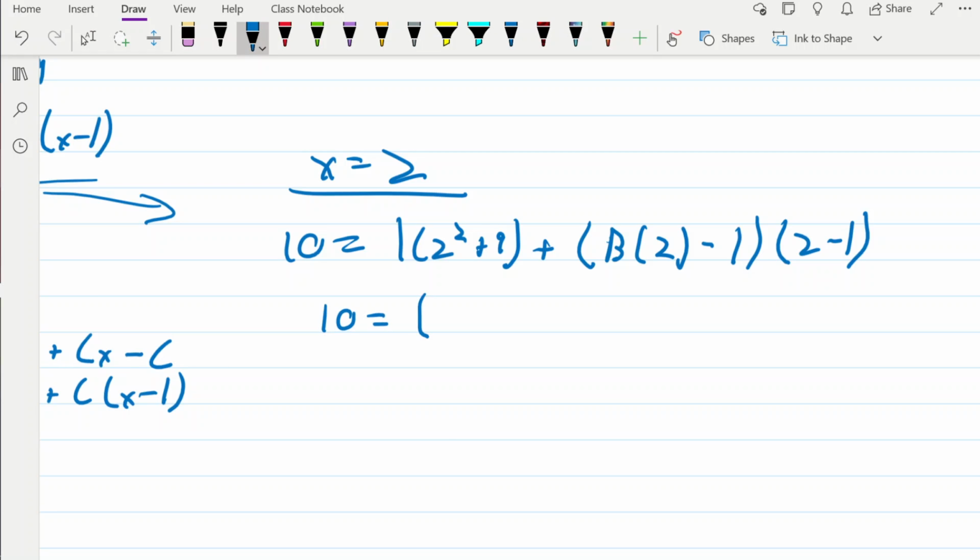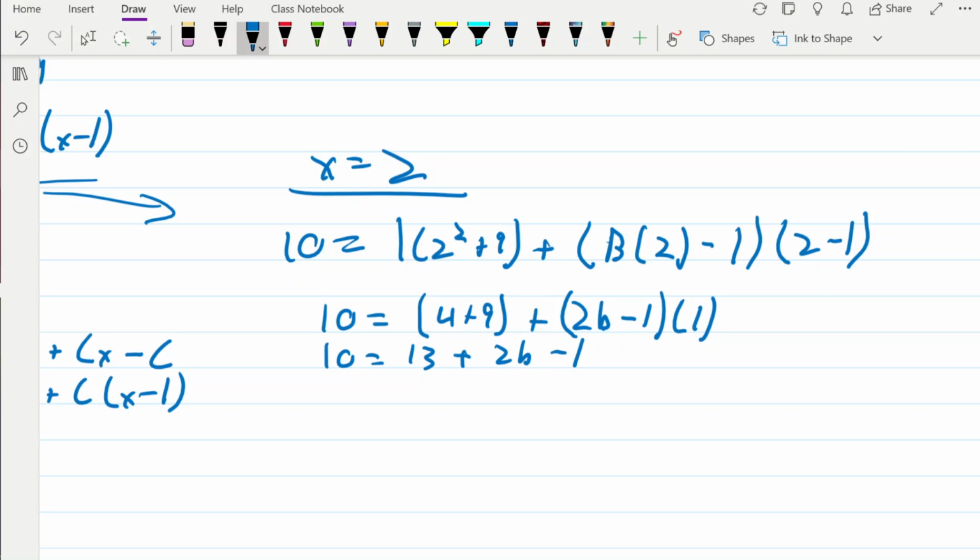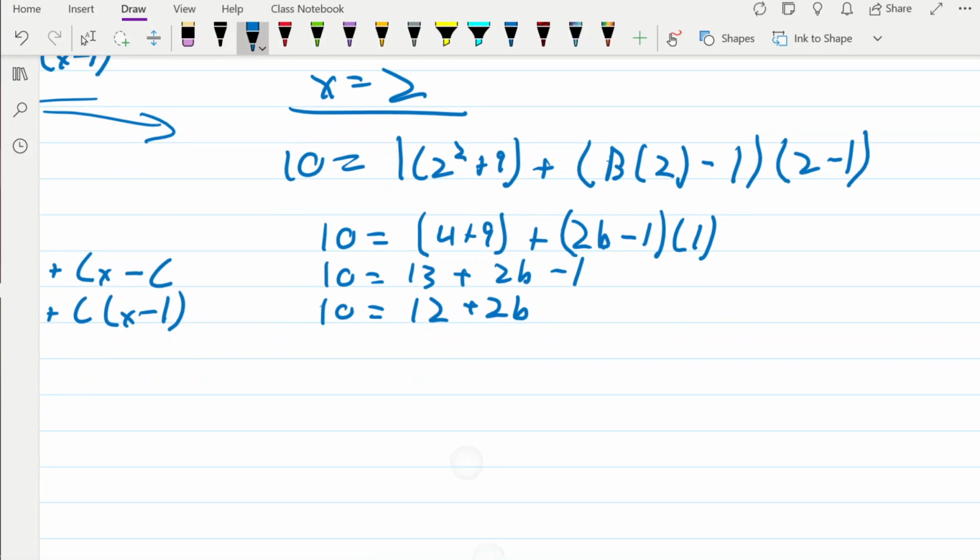So we're going to get 10 equals 4 plus 9 plus 2b minus 1 times 1. So we're going to get 10 equals 13 plus 2b minus 1, which will be 10 equals 12 plus 2b. We'll just divide by 2 on both sides, so 5 equals 6 plus b. So negative 1 will equal b.